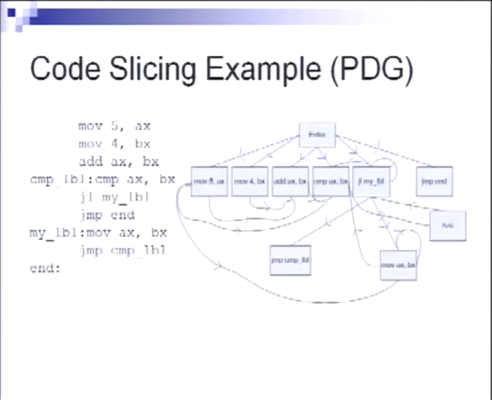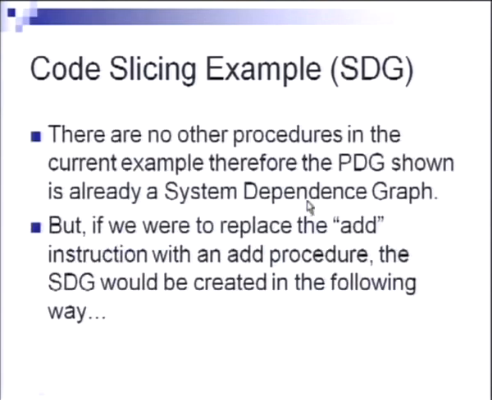So this is the PDG, which is just a combination of the flow dependence and control dependence graphs. The blue is from the control dependence. The black is from the flow dependence. Nothing much else to say there. There are no other procedures in the example I gave, so it's already a system dependence graph because there is no other functions, that's all there is. But if we replace add with a function procedure, then the SDG would be created as follows.